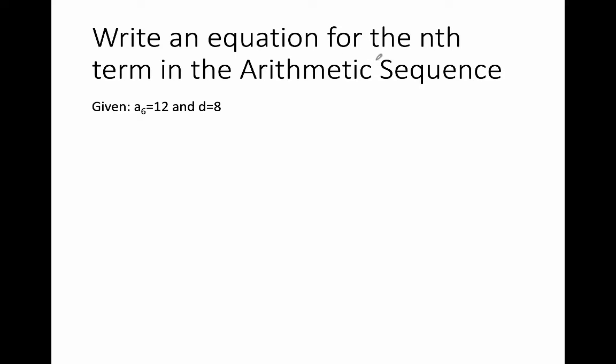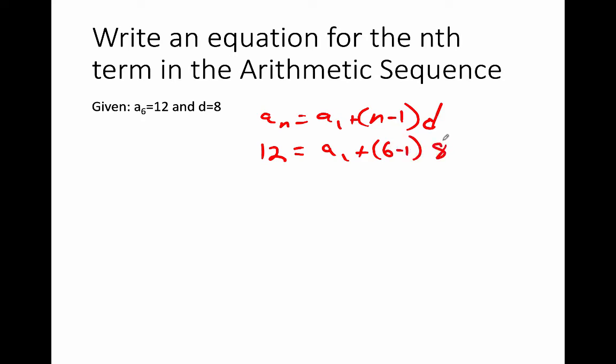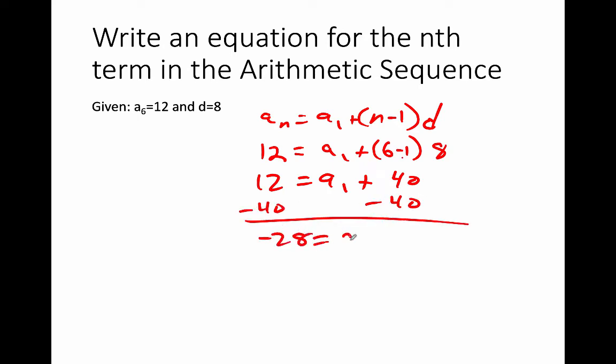Next one, write an equation for the nth term. Notice they've given me the sixth term. This is the value of the sixth term. So again, a sub n equals a sub 1 plus n minus 1 times d. The first thing we need to do: the value of the sixth term is 12. The first term is, I don't know. We need to solve for that. N minus 1, this is the sixth term, and then d is 8. So we're plugging and chugging. This is pretty basic algebra here. So 12 equals a1 plus 5 times 8, minus 40, minus 40. And I get negative 28 is the first term.